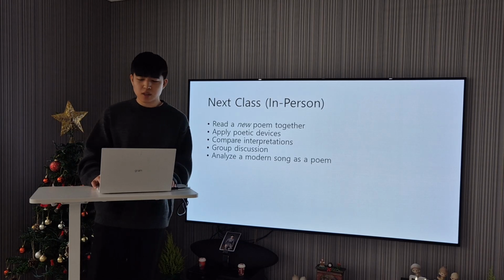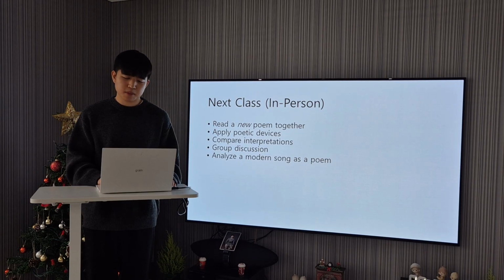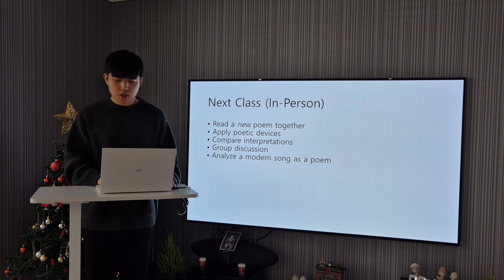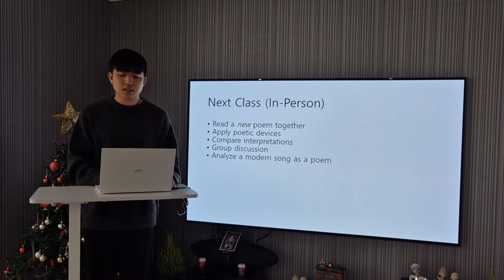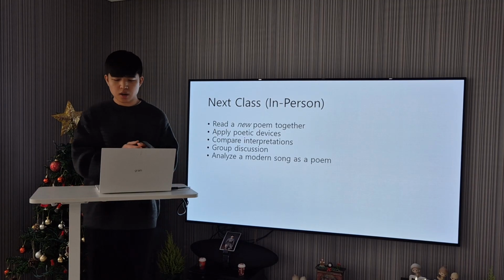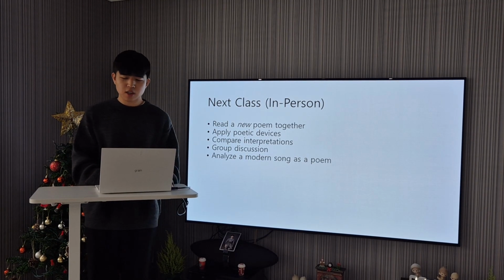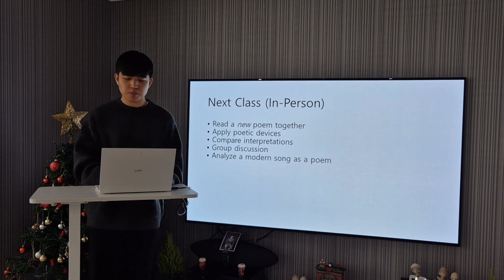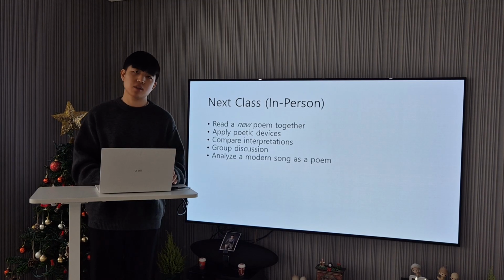Next time in our in-person class, we'll work with a new poem and apply all the techniques we learned today. We'll compare interpretations, share ideas, and practice reading poetry together. We'll also analyze a modern pop song as a kind of contemporary poem, so you'll see how symbolism, tone, and contrast appear in music too. I'm not telling you which poem we'll work on in our in-person class because I really want to see your own creativity and your own interpretations.